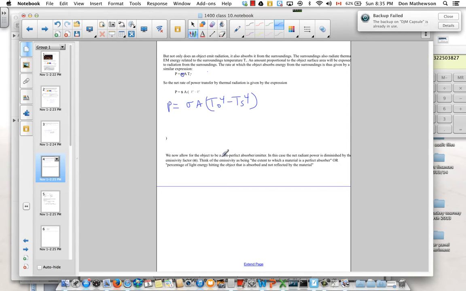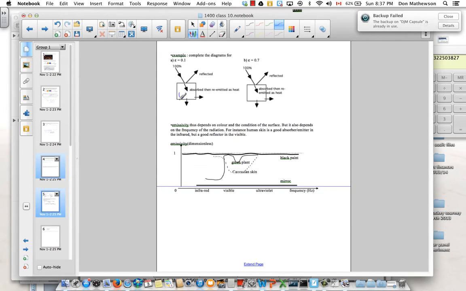Now, if the object is not an ideal absorber, then we multiply by a constant called the emissivity, which represents the percentage of ideal absorber behavior. That's the Greek letter epsilon. So if, for instance, you've got an emissivity of 0.1, that's only 10% ideal absorber. That means only 10% of the radiant energy impinging on the object is going to get absorbed. The other 90% is reflected.